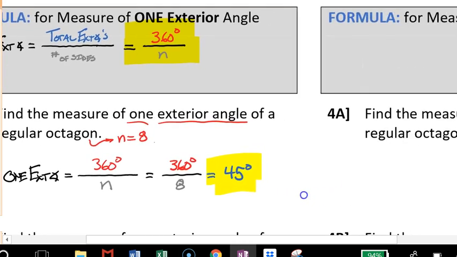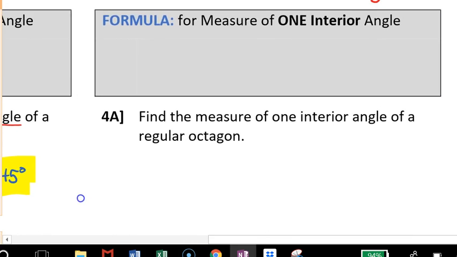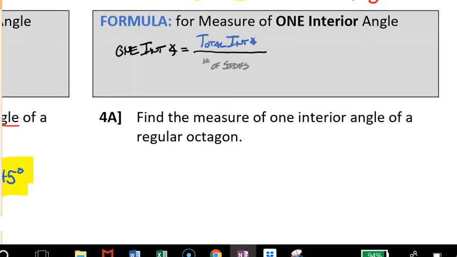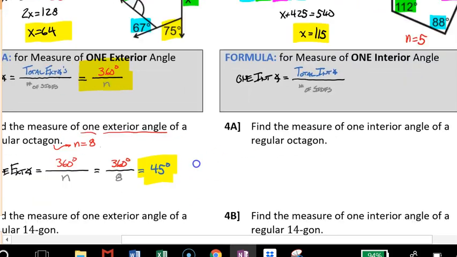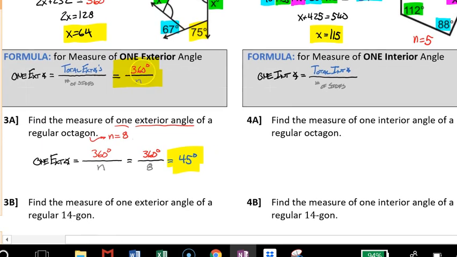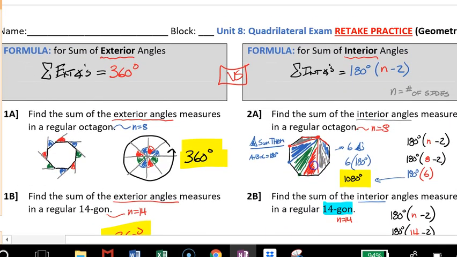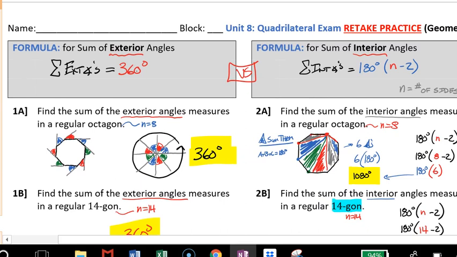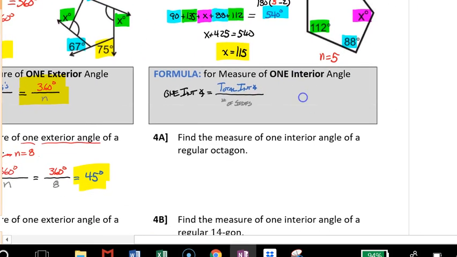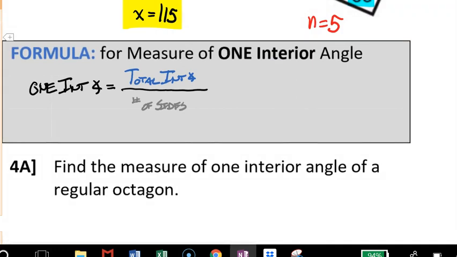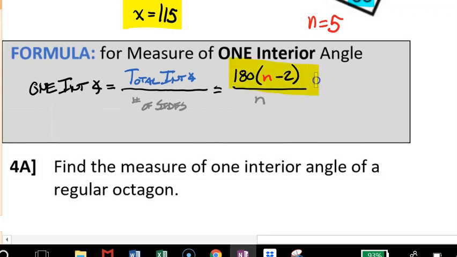Okay. Jumping over to the measure of one interior angle, we are again going to find an average, where we find the total number of interior angles and divide by how many sides there are. Well, unlike the exterior angle, where the total was always 360 divided by n, due to the fact that the sum of exterior angles was always just 360, we are going to have to first calculate the total number of degrees inside of a shape using our formula 180 times n minus 2, and then divide by how many.